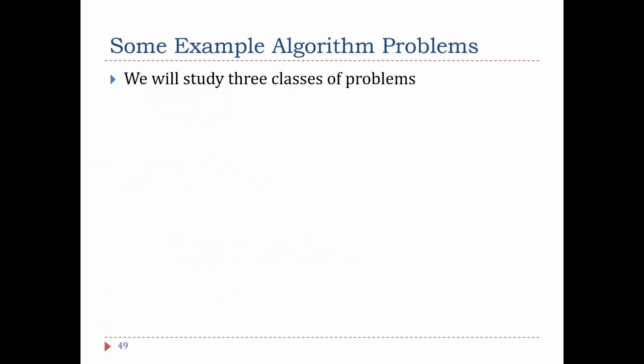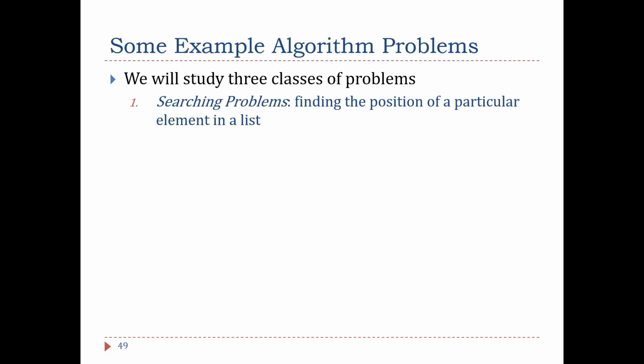Let's check some examples of algorithm problems. As we said, searching for the position of a particular value or element in a list of elements is one common problem. You do this all the time when, for example, you look up a specific entry in your phone book to call someone or to message someone on WhatsApp, for example.